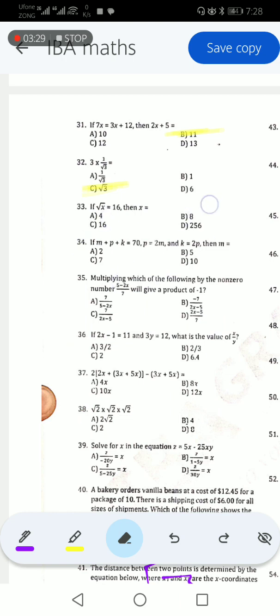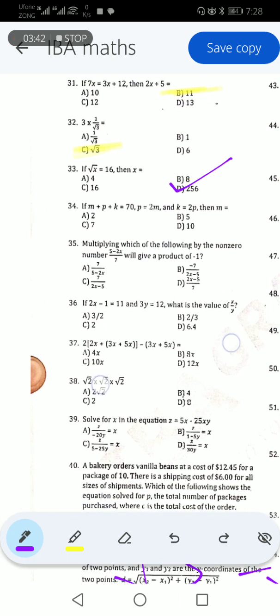If you have a look at the options, all the other values are smaller than 256, and 256 is the largest one. So in this condition, you should go with the largest one if you know the concept.